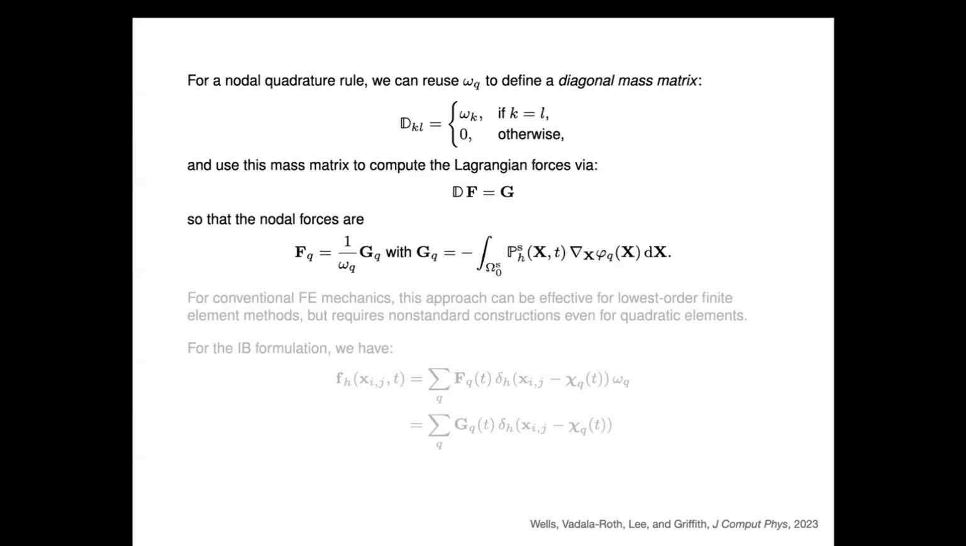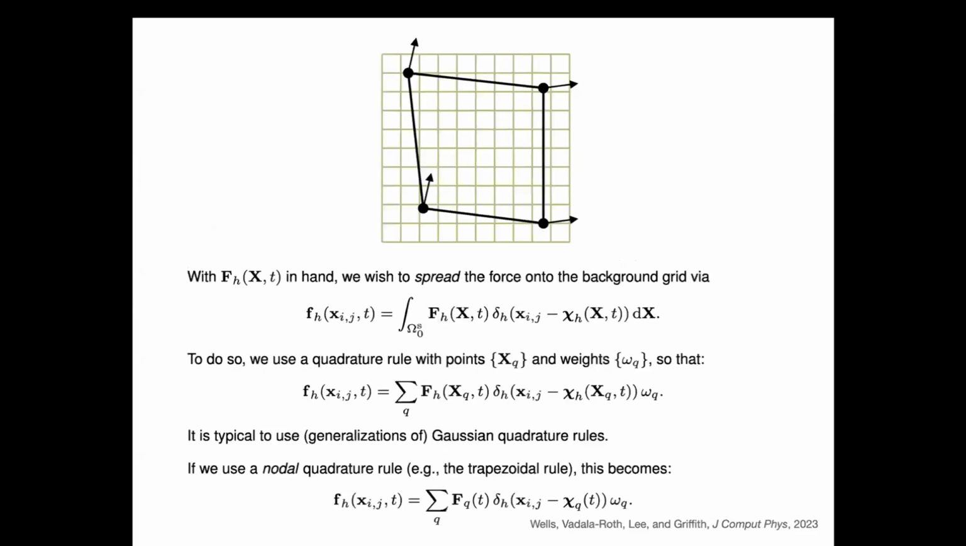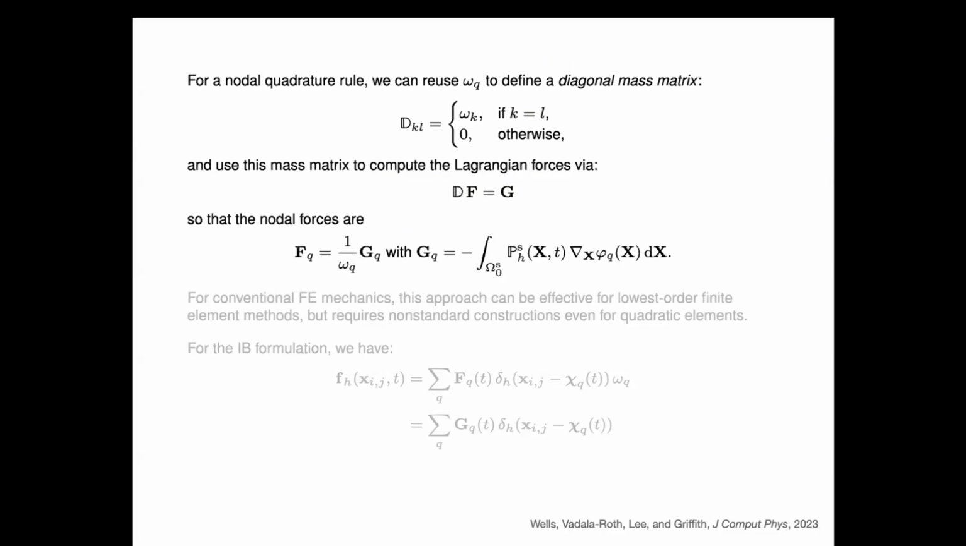There's a little bit of a trick that you have to play in order to get this to work well. So the nodal quadrature rule, I want to make sure this is clear, gives you quadrature weights. If you think about it element by element, about a quarter of the area of this element is associated with that node, and so on and so forth. So you get quadrature weights, and you can use those to define what's called a diagonal mass matrix.